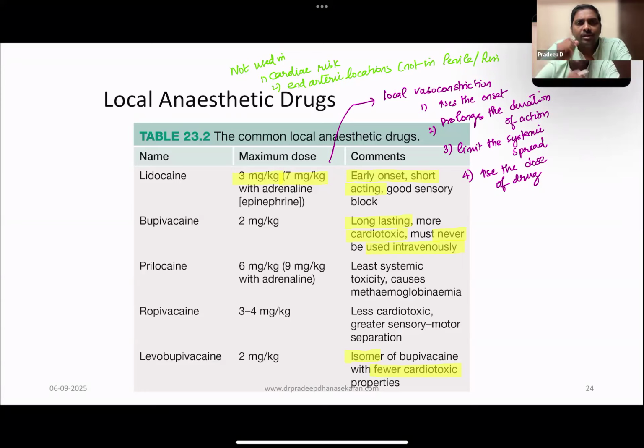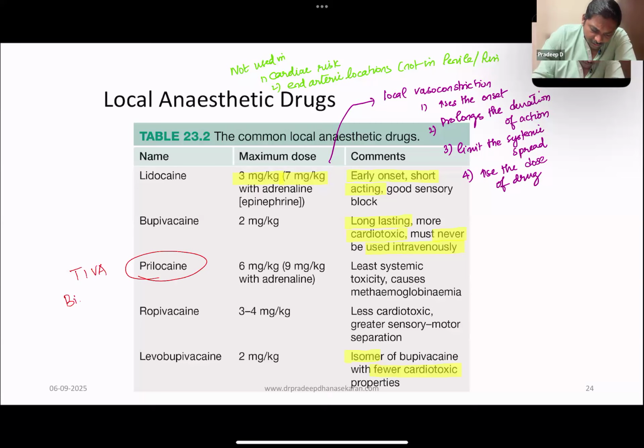The advantage of lignocaine is early onset and short acting. Advantage of bupivacaine is long lasting, but more cardiotoxic. Prilocaine has the least systemic toxicity but causes methemoglobinemia. This prilocaine is used in TIVA, that is, total intravenous anesthesia, otherwise called Bier's block.